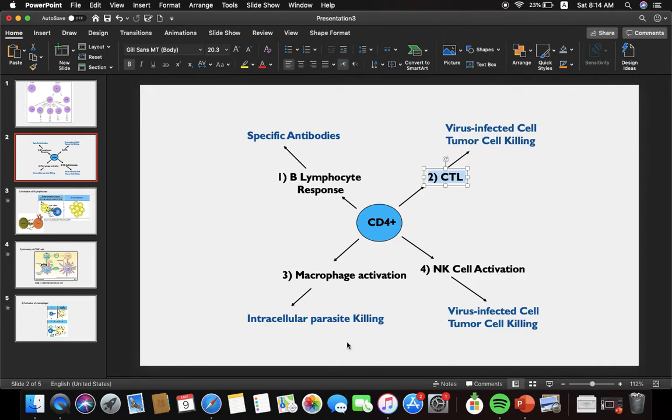dysfunction, parasite infections, tuberculosis, viruses, and other things, all because of the dysfunction of CD4. The other cells, which produce the function, are intact, their function is intact initially, but when CD4 is not working, it will affect the function. So let's start from the beginning: why CD4 is important for the B cell response.